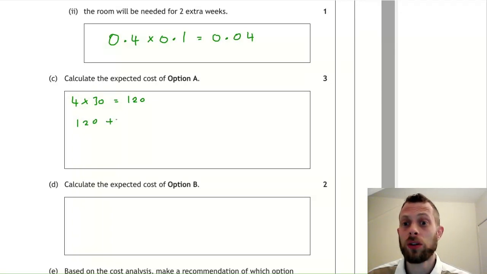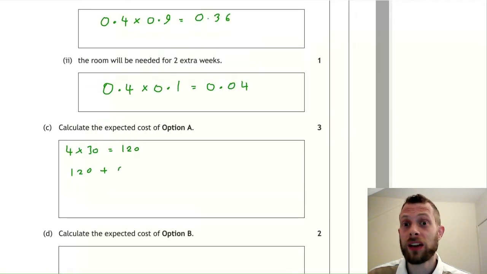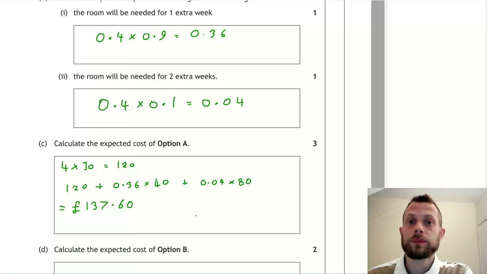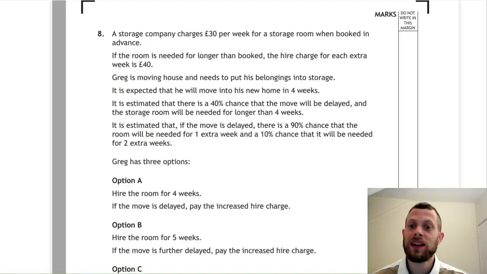However, we also need to add on the penalties. So we worked out in part B, the probability of needing it for 1 extra week was 0.36. The cost of an extra week would be the £40 for 1 extra week. So we add on 0.36 multiplied by 40. Then, for 2 extra weeks, probability of 0.04, that will be a charge of £80. 40 plus 40 is 80. And when you work all this out, your total expected cost will be £137.60.